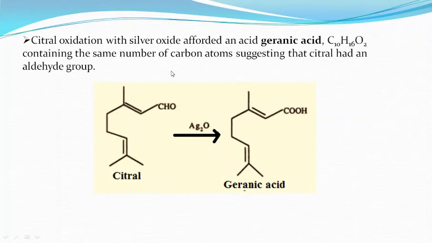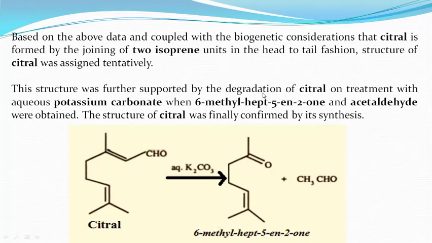Citral, on oxidation with silver oxide, forms geranic acid, suggesting that citral has an aldehydic group present. So the aldehydic group converts into carboxylic group. Based on the above data and coupled with biogenetic considerations, citral is formed by the joining of two isoprene units in the head to tail fashion. The structure of citral was assigned tentatively.